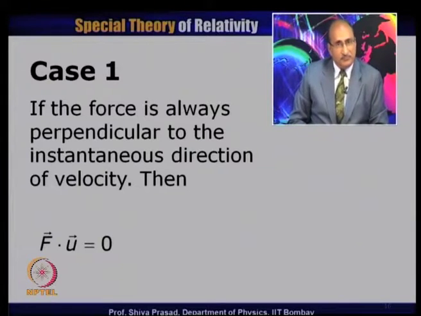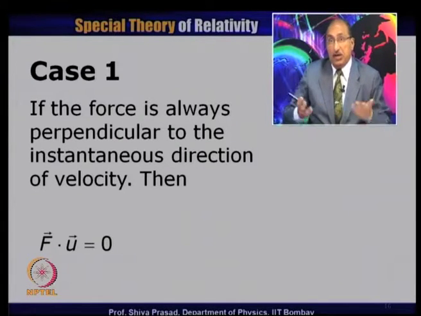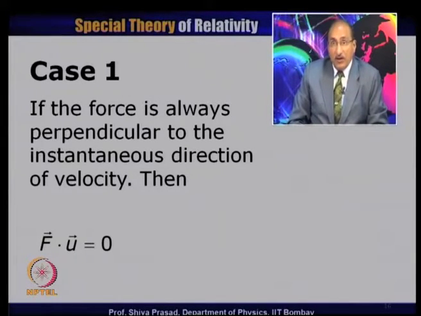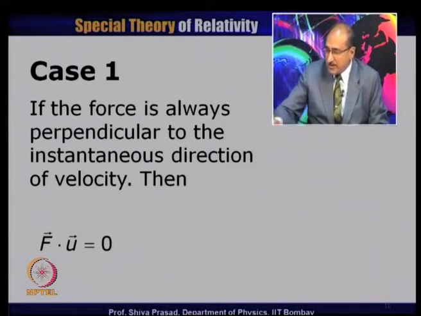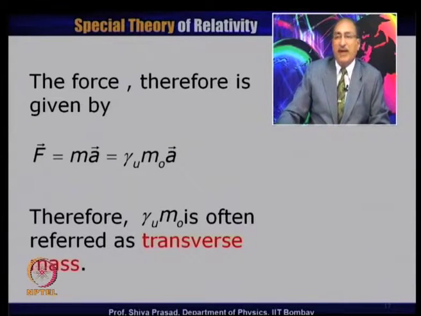Let us take case 1. The force is always perpendicular to the instantaneous direction of velocity. Of course, once we apply the force, the velocity will change, in general both in magnitude and direction, or at least in one of them. But if force is always perpendicular to the direction of velocity, then f dot u will always be equal to 0, and as we have said, the first term will become 0, and then we will have a simple case of f equal to ma.